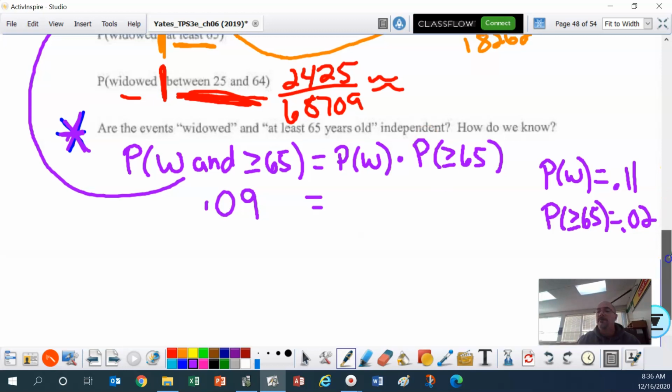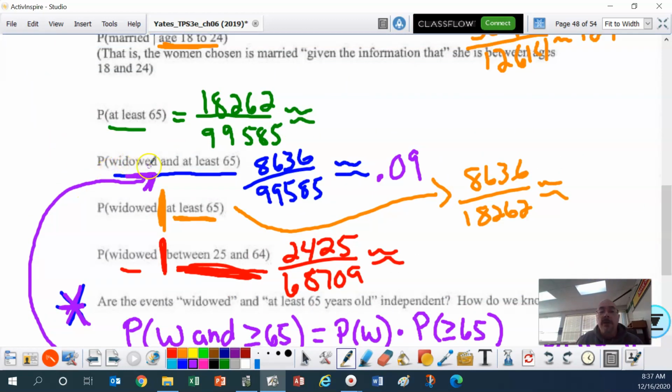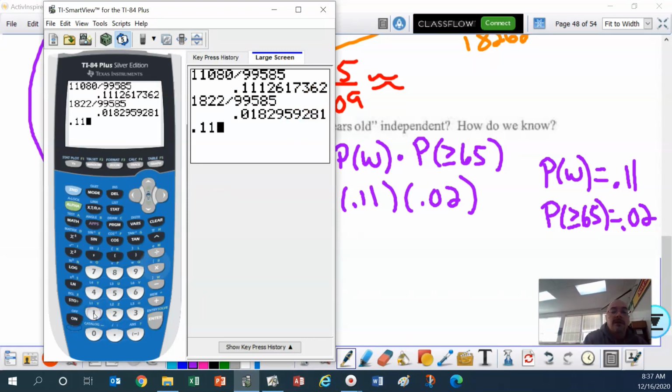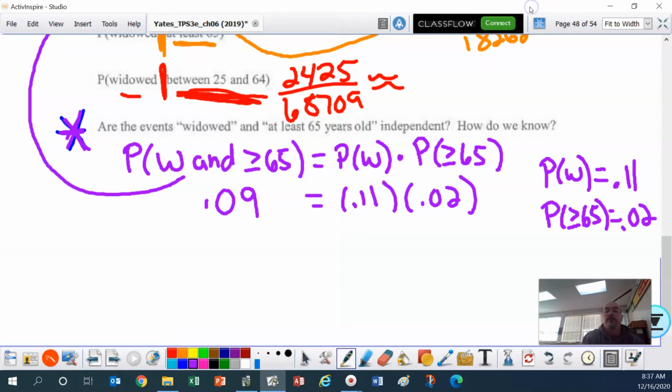Okay, again, let me show you what I'm doing here. The probability of widowed and at least 65, I found from the table, is about 0.09. I found the probability of widowed and the probability of at least 65 separately. If I take the 0.11 and the 0.02 and multiply those together, 0.11 times 0.02, I get 0.0022. Okay, I'm not going to round that one.